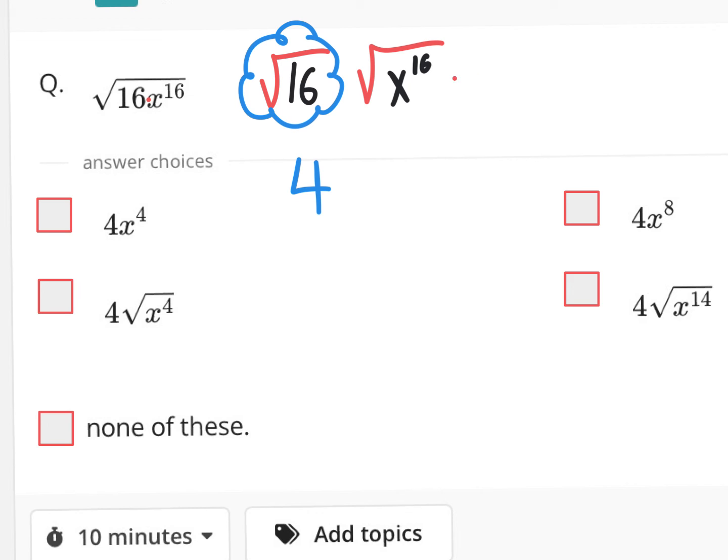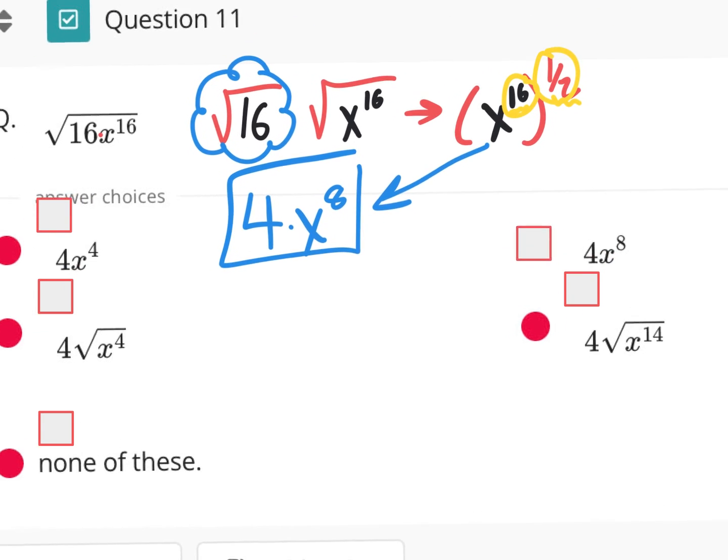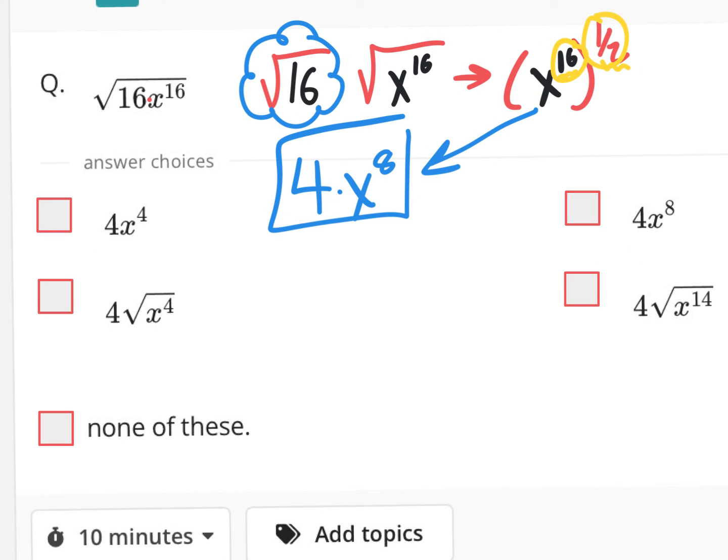We're going to rewrite the square root as the power of 1/2, and on the inside we have x to the 16th. And of course, a power to a power you multiply. What is 16 times half? What's half of 16? X to the 8th. So x to the 8th is our answer right there with the 4. There's our answer, 4x to the 8th. And as you could see, this one right here is the correct answer.